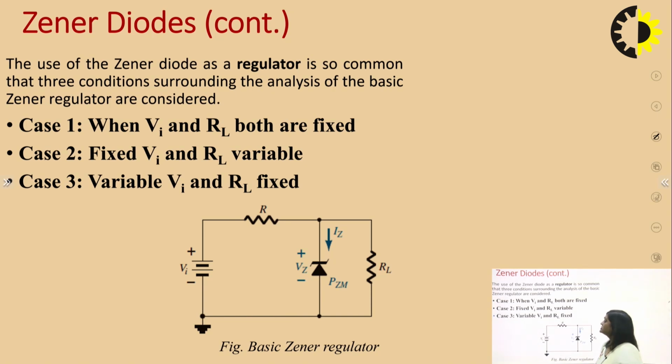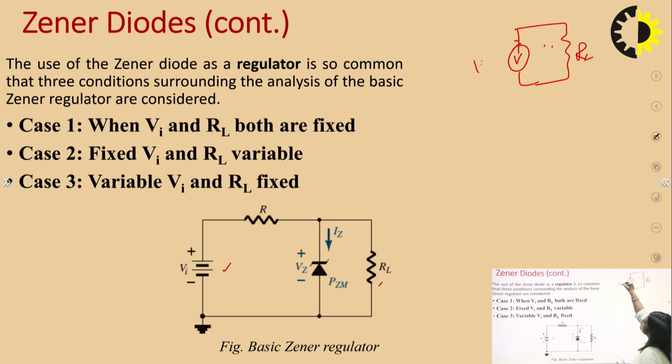Now we are going to see the three cases of the Zener diode: when Vi and RL are both fixed, the second case is fixed Vi with variable RL, and the third is variable Vi with fixed RL. In the first case, both are fixed. This is our voltage source, and it is applied across the load. This voltage varies from 10 volt to 50 volt DC. Sometimes it becomes 10, sometimes 11, 12, 30, up to 50. Then the voltage across this load will also vary from 10 volt to 50 volt.